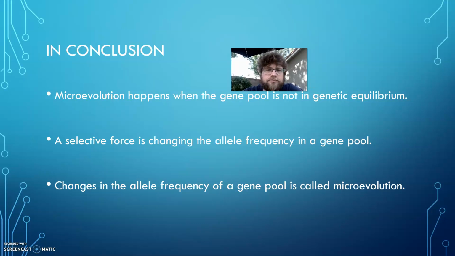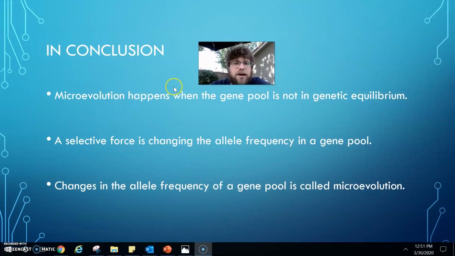So in conclusion, microevolution happens when the gene pool is not in genetic equilibrium. There's some sort of selective force that has to be there for the allele frequency to change in a gene pool. And we can also consider microevolution to be changes in the allele frequency of a gene pool. Keep doing your work.